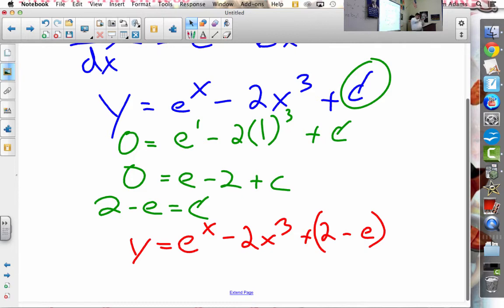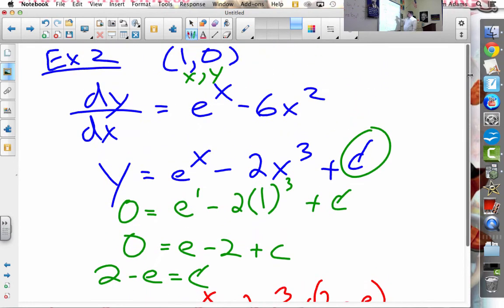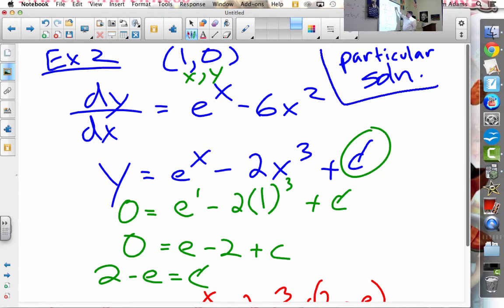Now, just so you guys kind of know, this is what we call a particular solution. Those of you that are going to take the AP exam, you need to memorize that, because the previous example was what we called a general solution. General means that we leave the c in. Particular gives you one exact function. So because we're able to solve for c, it's a particular solution.